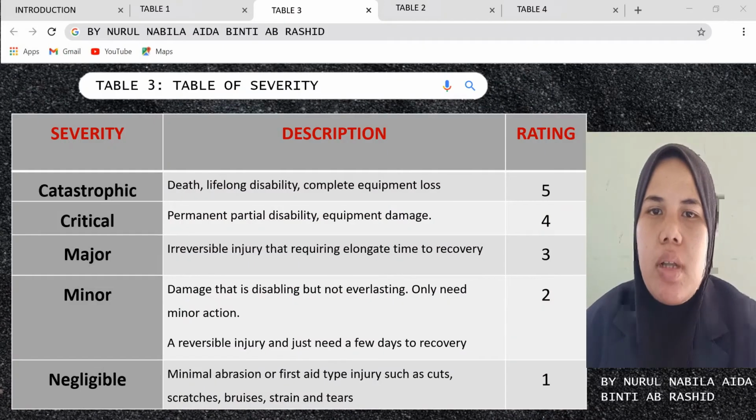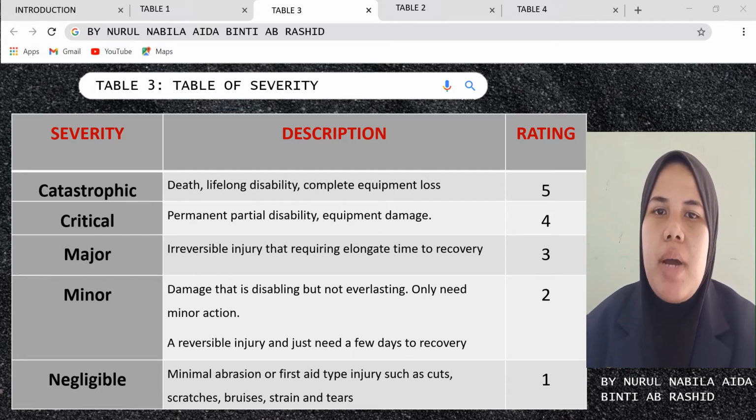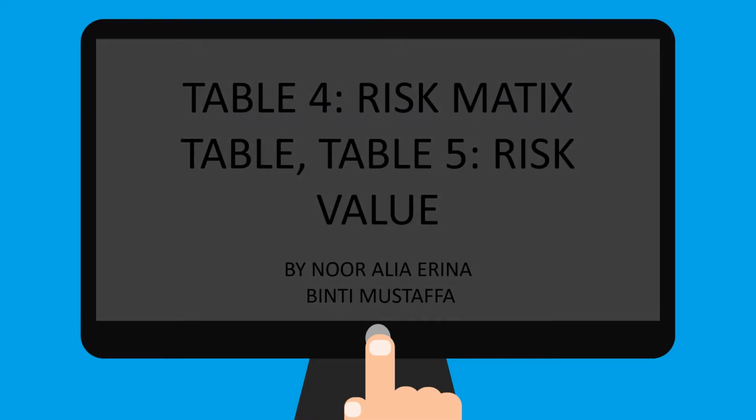Number 3, table of severity. Catastrophic, death, lifelong disability, rating 5. Critical, permanent partial disability, rating 4. Major, irreversible injury that needs a long time to recover, rating 3. Minor, irreversible injury that just needs a few days to recover, rating 2. Negligible, minimal abrasion such as bruise, strain, stretch, and tears, rating 1.